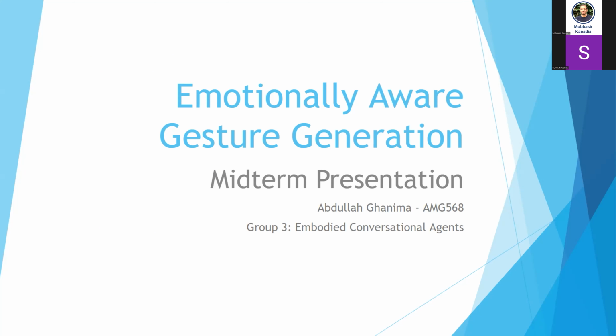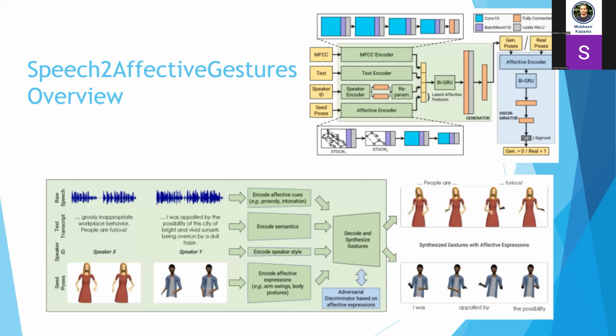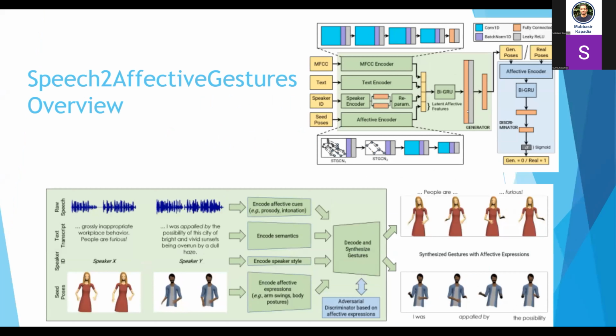All right. So I'm also working on the ECA project with Surya. My role is more on creating emotionally aware gestures. Next slide. So this is the main project that I've been working with. Essentially what this project does is, given raw speech input, the corresponding text transcript, a speaker ID, and seed poses, it will create emotionally aware gestures, which you can see on the bottom right over there. Next slide.